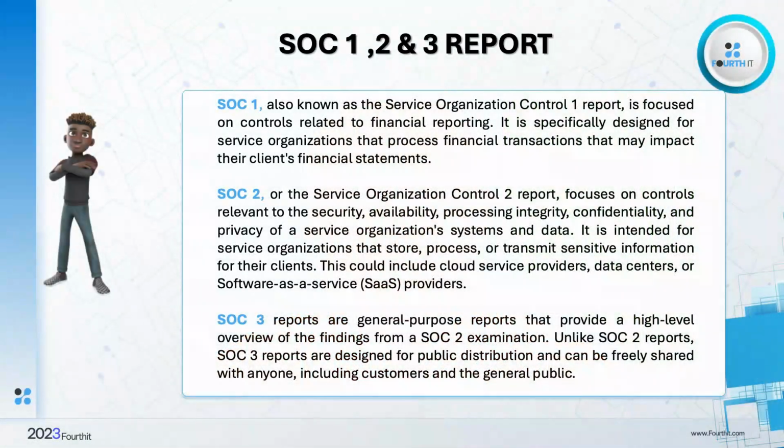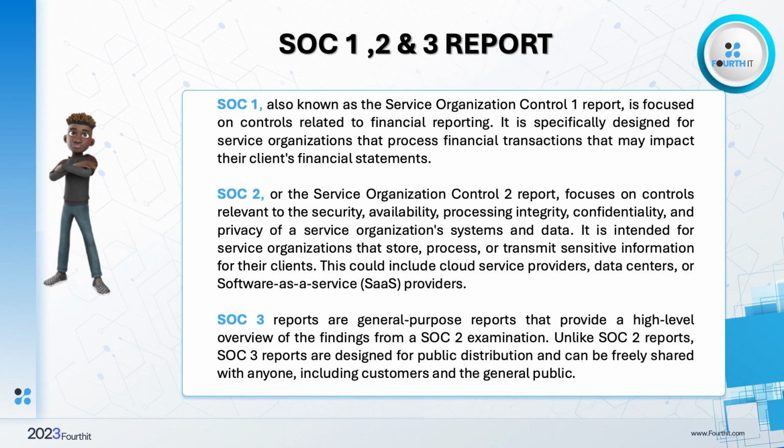Now, we have SOC 1, SOC 2, and SOC 3. SOC 1 is designed to review an organization's internal controls as they relate to financial reporting. SOC 2 is an examination of the organization's controls over one or more of the 5 trust principles. If you watched one of our previous videos, we talked about the 5 trust principles, which cover security, privacy, integrity, and confidentiality.